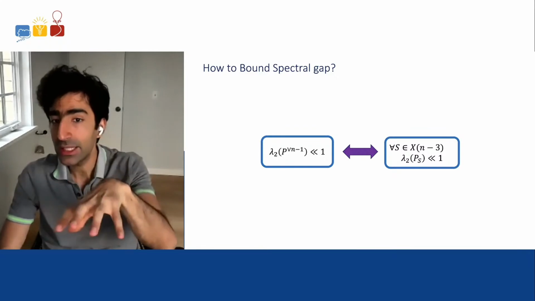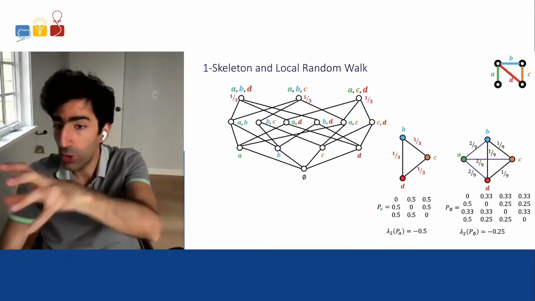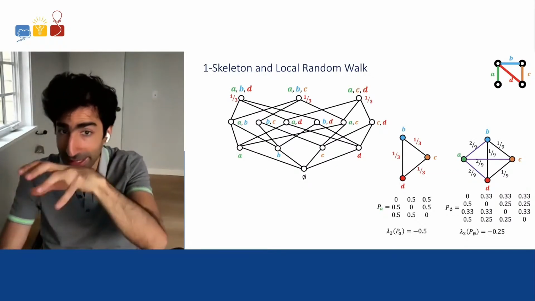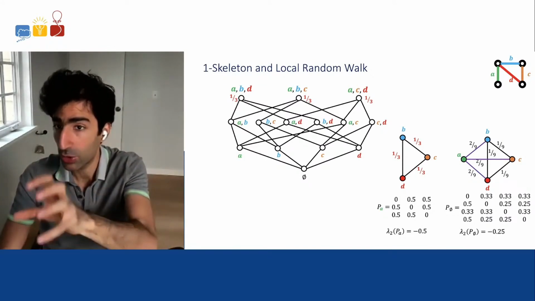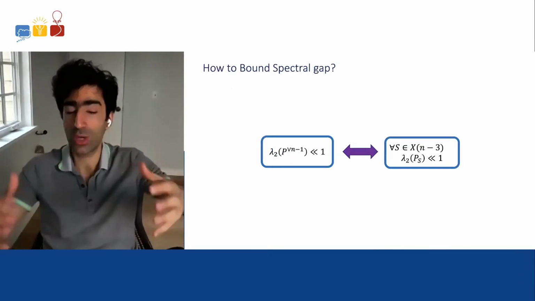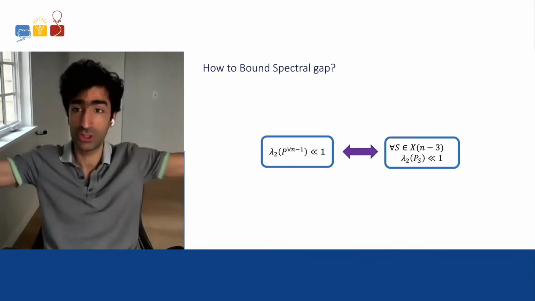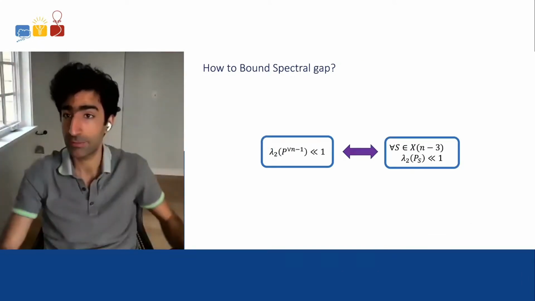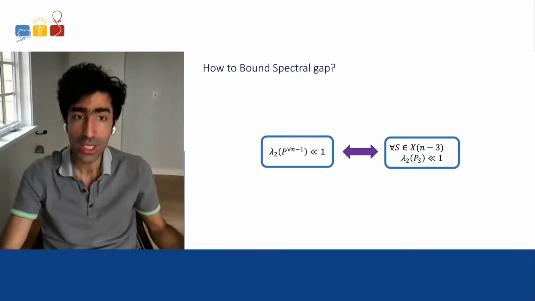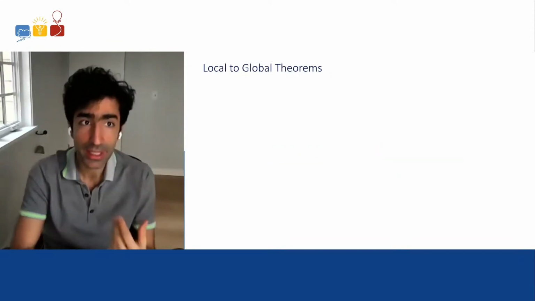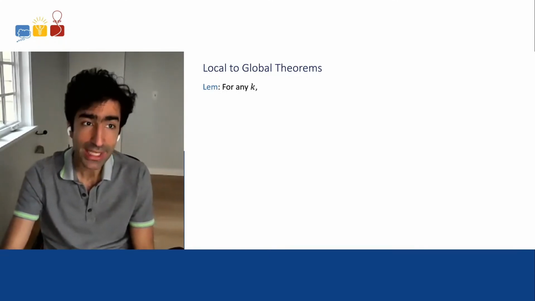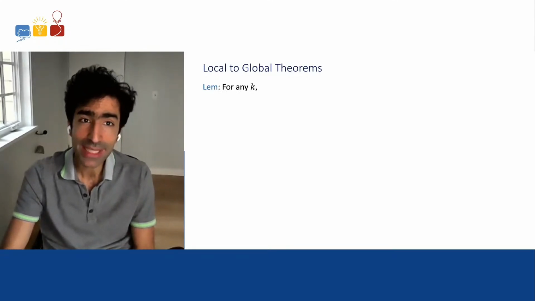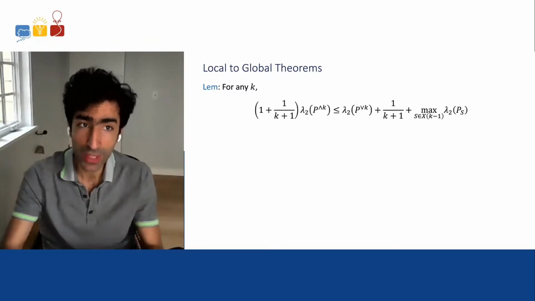So we will study the local random walks on these links, and then analyzing the eigenvalues of this local random walk allows us to analyze the eigenvalues of this big giant matrix on all the spanning trees of my graph. So let me be more precise. It turns out that you can prove a lemma.